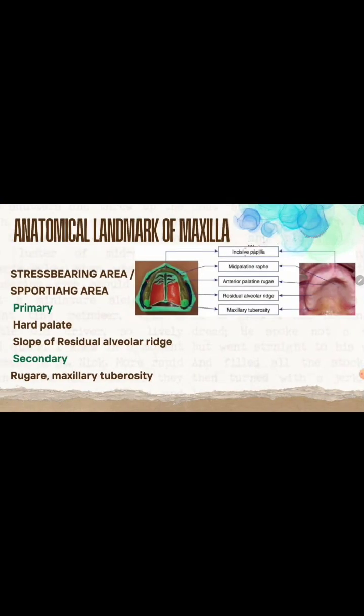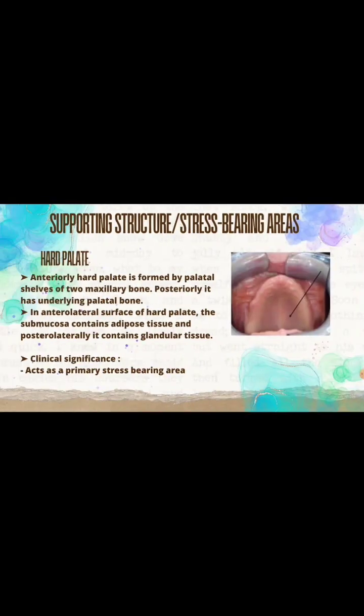The stress bearing area or supporting area: primary is the hard palate and residual alveolar ridge. Secondary is rugae and maxillary tuberosity. The hard palate anteriorly is formed by the palatine processes of the two maxillary bones, and posteriorly the palatine bone is underlying. The anterolateral surface of the hard palate contains adipose tissue. The clinical significance is that it acts as a primary stress bearing area.